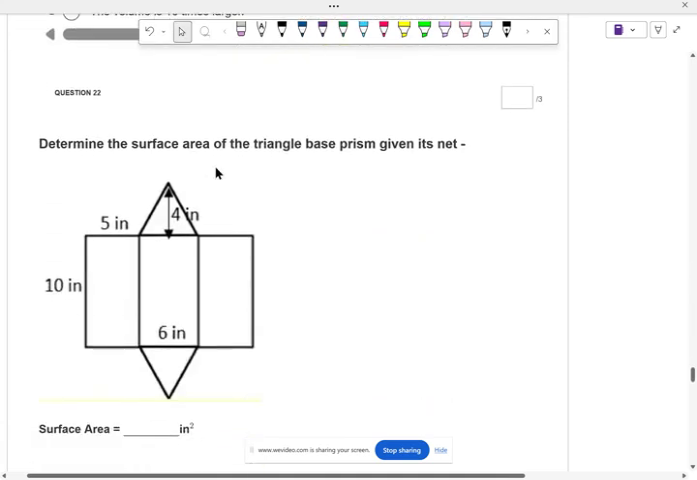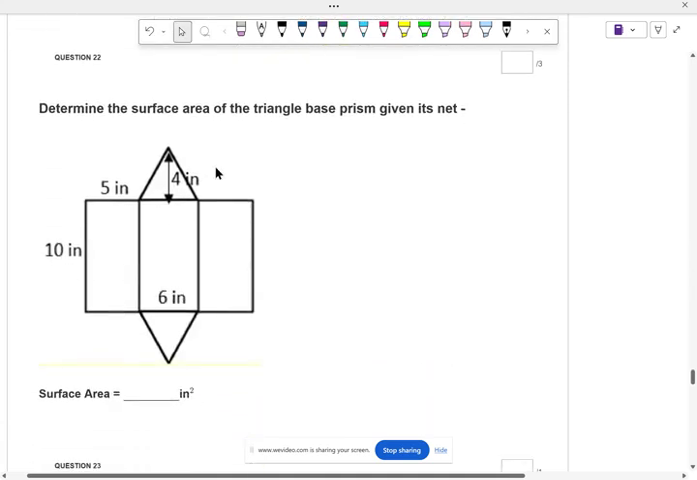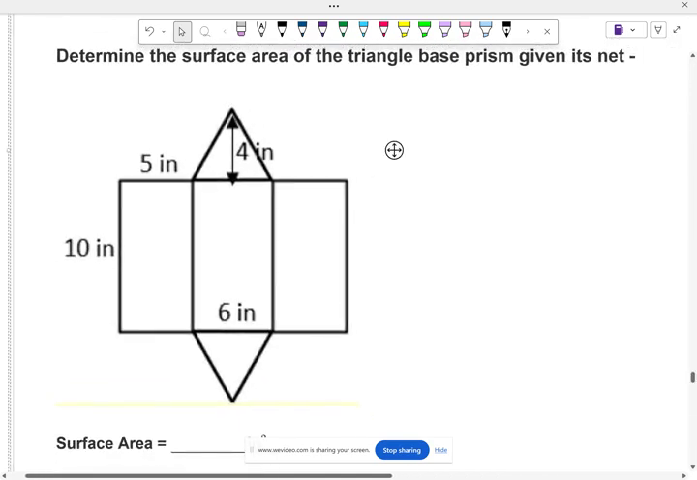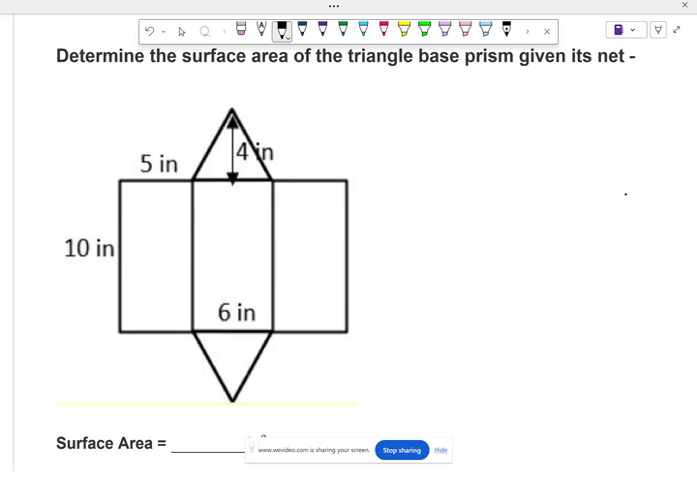Okay, let's move on. Number 22, determine the surface area of the triangle-based prism given its net. I'm going to make this really big. All right, so what we need to do is, well, y'all, you could do 2 ways. You could try to use the formulas, but if they give us the net, we should just find the area for each shape and then add them all up. This is a rectangle. The area of a rectangle is length times width. The length is 5. The width is 10. So this rectangle would be 50.